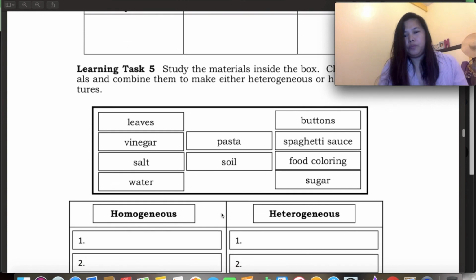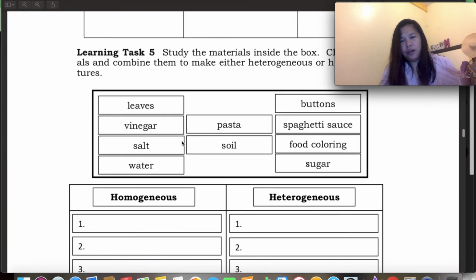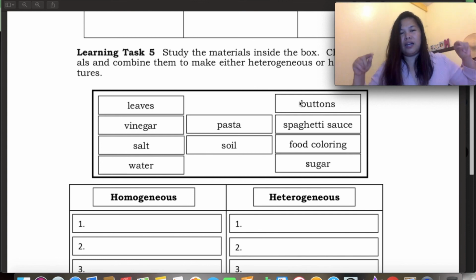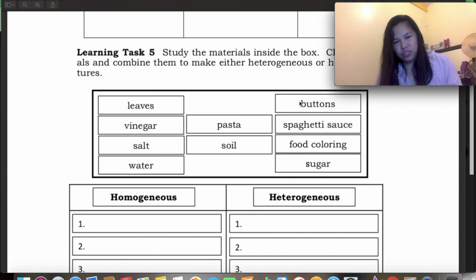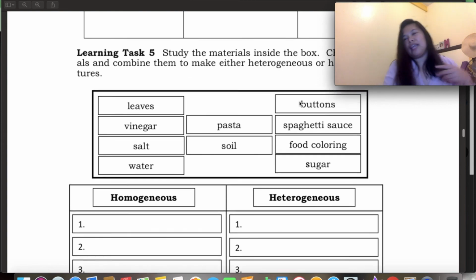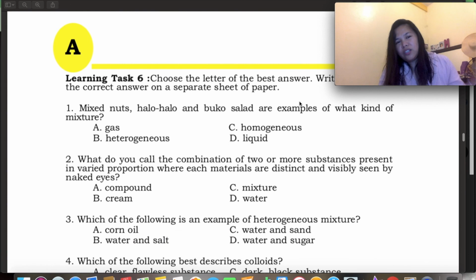Okay, so now, ito yung parang ingredients. So you have to make your own. Pipili kayo ng dalawang materials. You have to choose two materials to make your own homogeneous and to make your own heterogeneous mixture. Okay, so madali lang ito, guys.